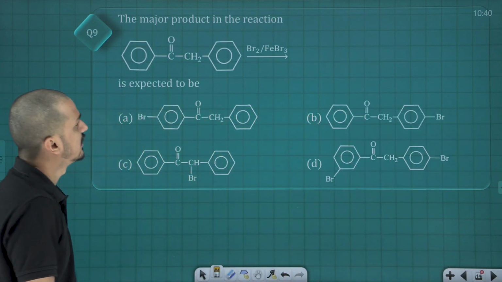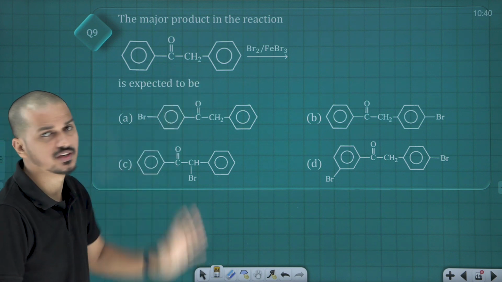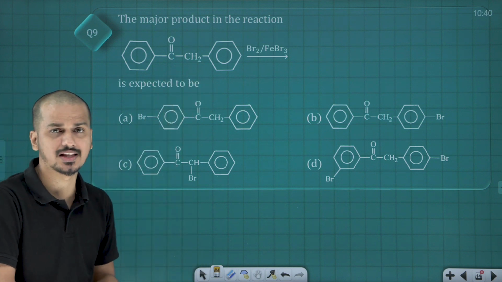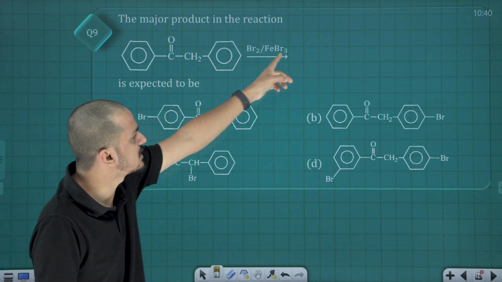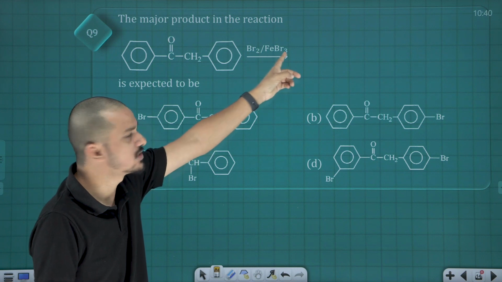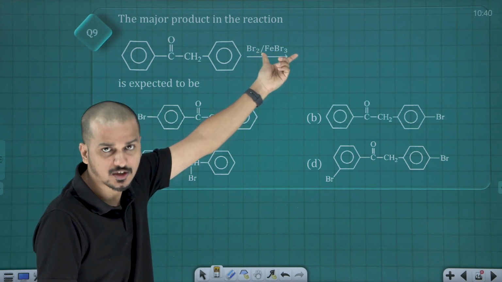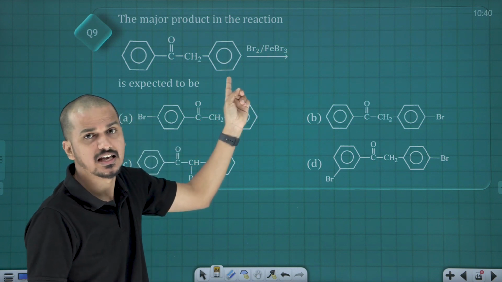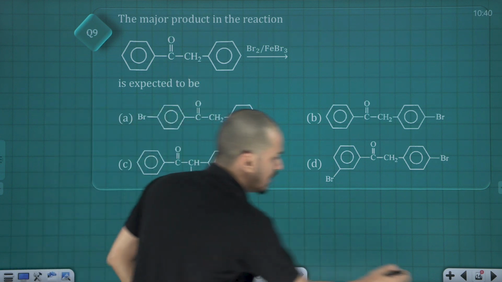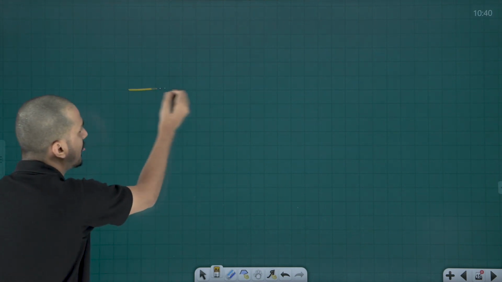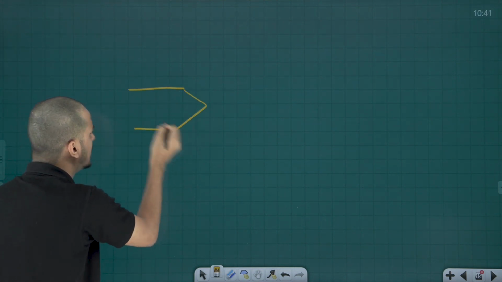What's the next question? The major product in the following reaction. This is also related to haloalkanes and haloarenes. They've given one compound that you are treating with bromine in the presence of FeBr3. Bromine with FeBr3 will undergo heterolytic fission, and automatically that is an electrophilic substitution reaction. I will draw that here. This is easy.